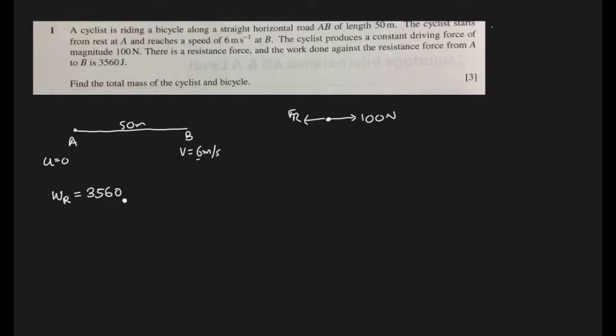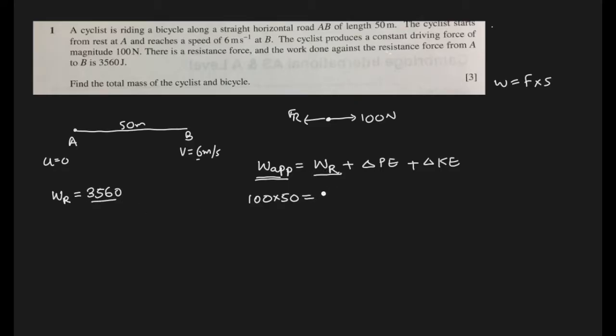Since work is involved, let's use the normal energy equation, where work done by applied force is equal to the sum of work done by resistive force plus change in potential energy plus change in kinetic energy. Work done by applied force, work is force multiplied by the distance. In this case it is 50. So force applied is 100 newtons multiplied by distance, which is 50. Work done by resistive force is given 3560.